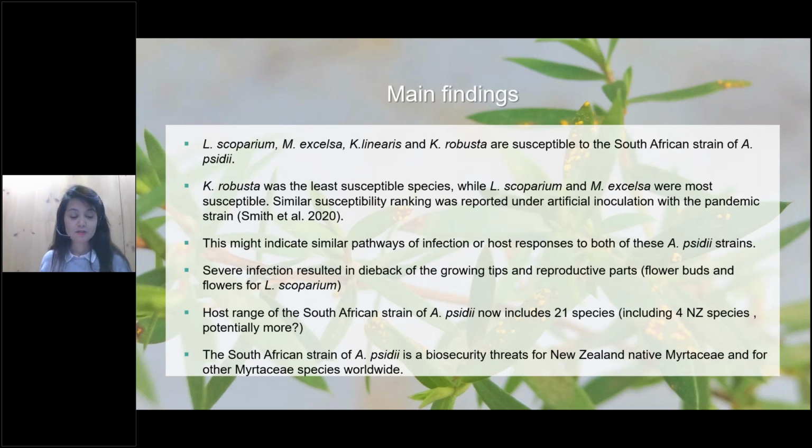We observed severe infection resulting in dieback on the growing tips for most of the species, and on reproductive parts, flower buds, and flowers for Leptospermum scoparium. The host range of the South African strain of Myrtle Rust now includes 21 species, and this includes 4 native species from New Zealand, but potentially more. The South African strain of Myrtle Rust is therefore a biosecurity threat for New Zealand native Myrtaceae and for other Myrtaceae worldwide.